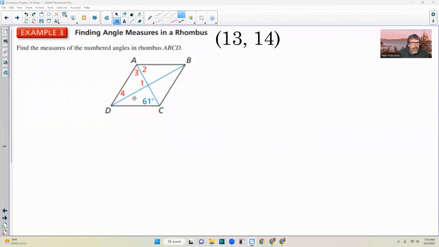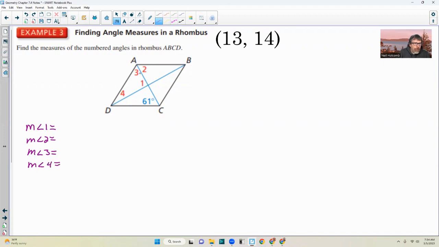Okay, example 3, finding angle measures in a rhombus. It says find the measures of the numbered angles in rhombus ABCD. So I'm going to write these over here. The measure of angle 1 equals, the measure of angle 2 equals, the measure of angle 3 equals, and the measure of angle 4 equals.